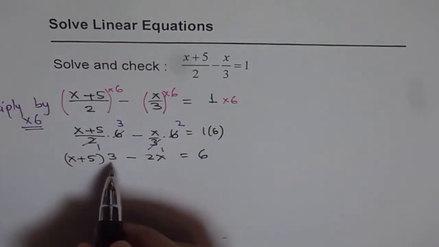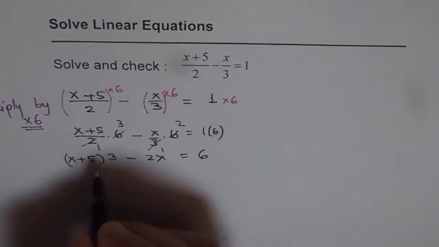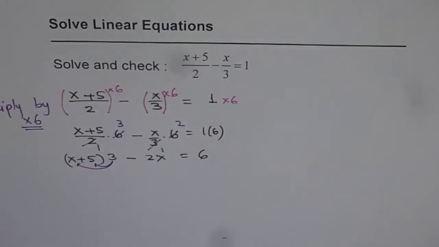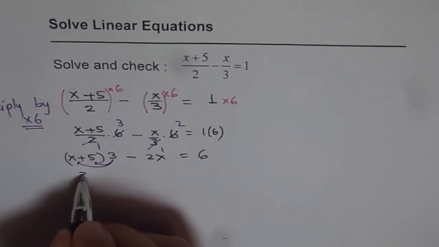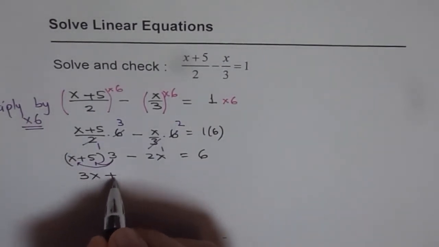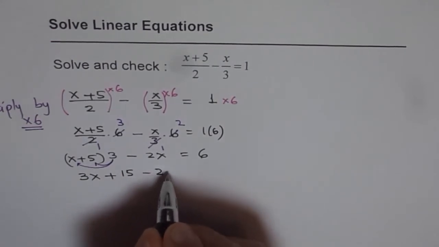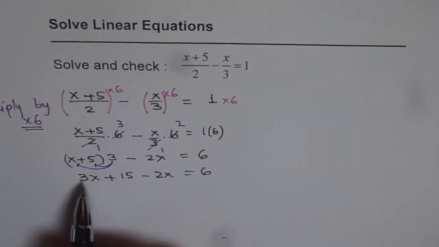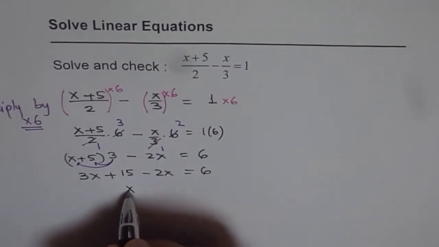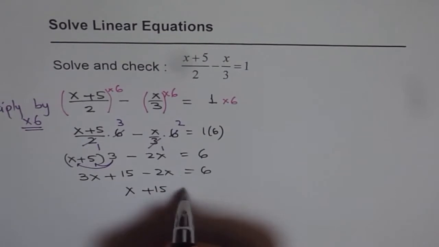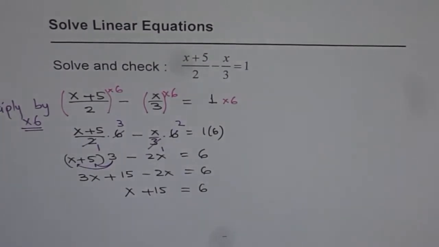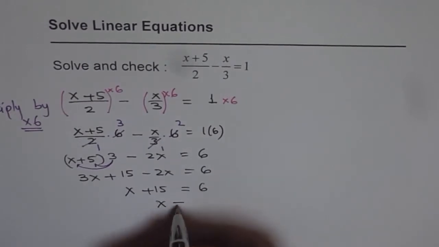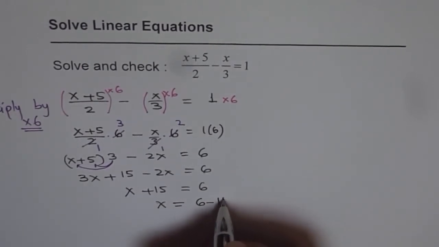Now let's apply the distributive property, which means you need to multiply by 3 both the terms inside the bracket. So you get 3 times x as 3x, plus 3 times 5 as 15, minus 2x, equals 6. Now we can combine the like terms. 3x minus 2x is just x, and we have plus 15 equals 6. To solve for x, let's take away 15 on both sides. So we get x equals 6 minus 15.